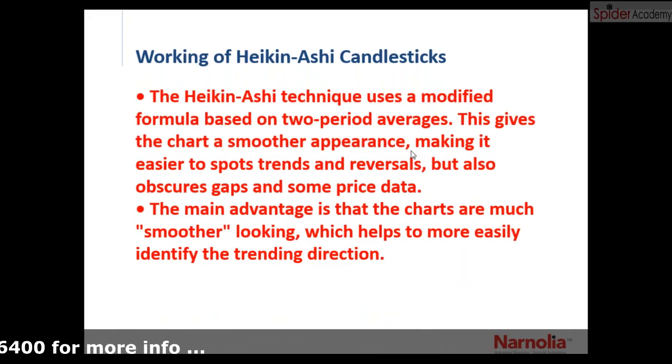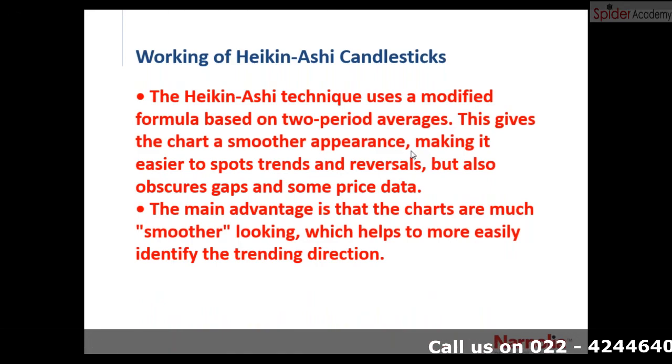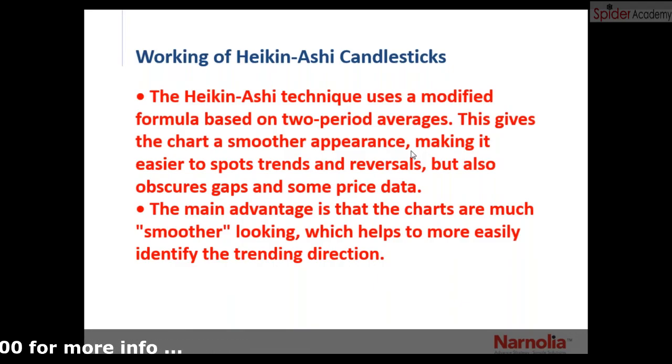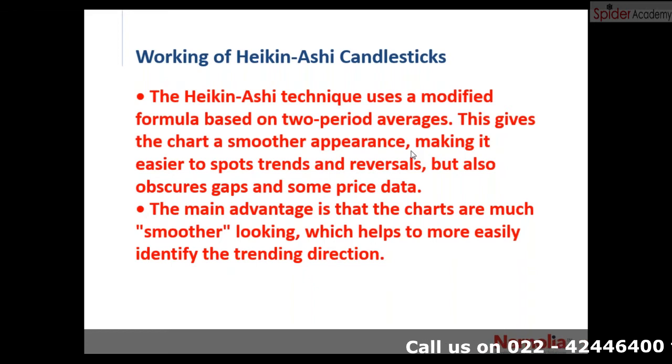The Heikin technique uses a modified formula based on a 2 period average. This gives the chart a smoother appearance, making it easier to spot trend reversals and trend continuation. The main advantage of these charts is that they look very smooth, which helps to more easily identify trending direction.